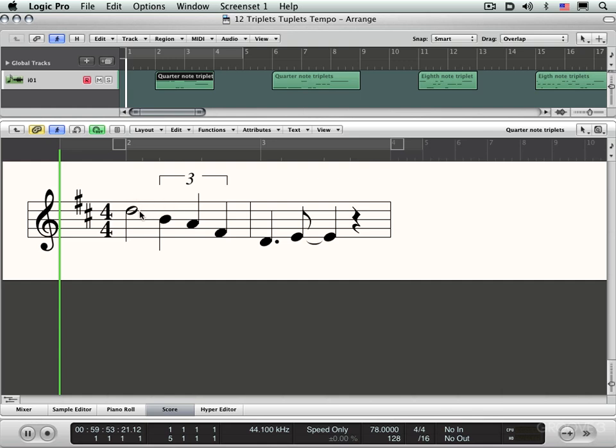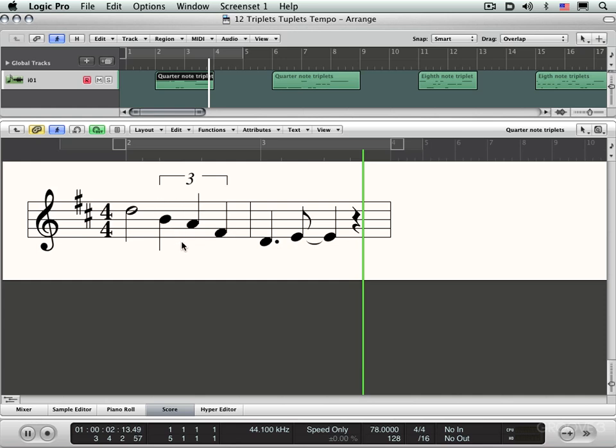So let me play you this and show you what it sounds like, and I'm going to play it with a bar count in so you can really hear the pulse, and pay attention to how this is subdivided. These 3 beats are subdivided equally over the duration of 2 beats. 1, 2. So 1, 2, 3, da, da, 1. So it's divided equally over 2 beats.